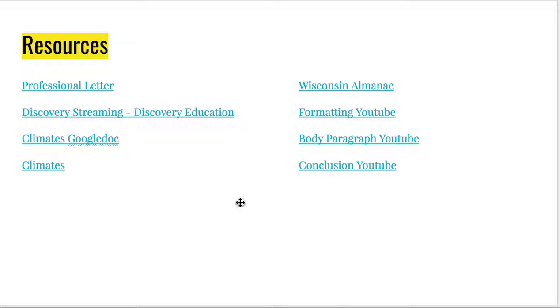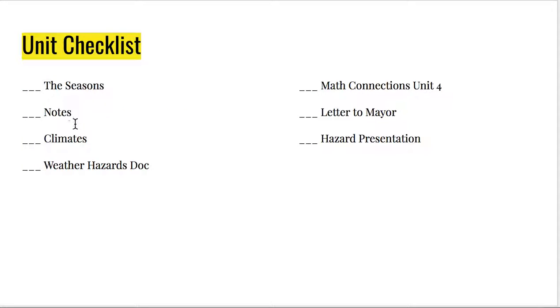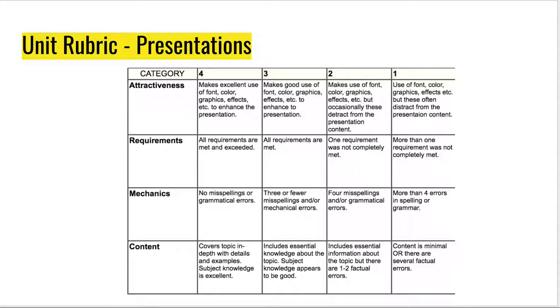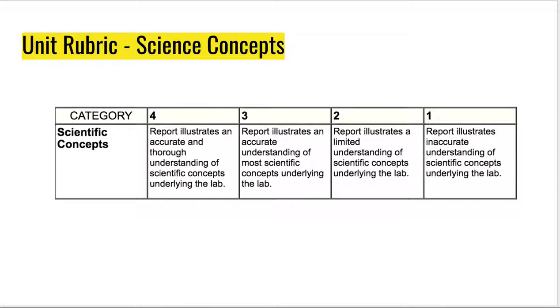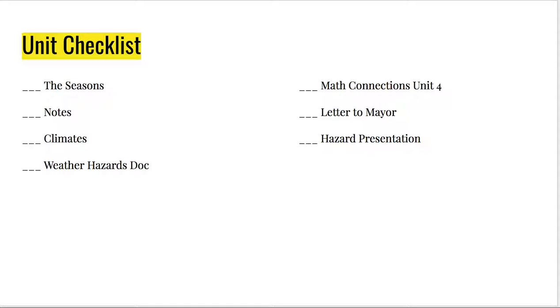Lastly, here's a list of resources that you've been using throughout your unit. Here is going to be your unit checklist for things that must be turned in. And then also at the end are going to be the different rubrics that have to do with your presentation, your letter, and the different science concepts that you were learning about.